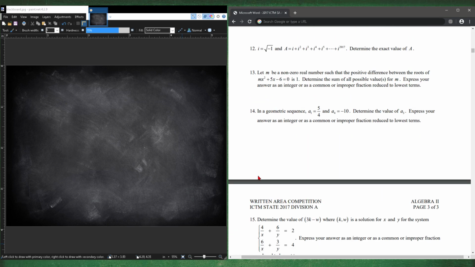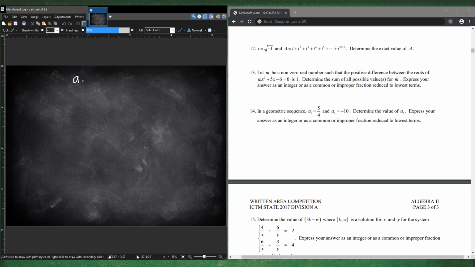14, in a geometric sequence, a sub 1, so our first one, is 5 over 4. And our fourth one, so 1, 2, 3, 4, is negative 10. And we need to find our third one right here. So how do we get from 5 over 4 to negative 10? Since we have to get from a positive to a negative, there must be a negative somewhere. And since we need to cancel out a 4, we're either using 4s or 2s. So from 5 to 10, that's a 2, so we're going to be using 2s. So it's going to be negative 2, right?